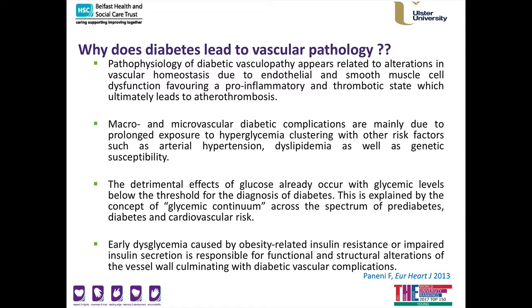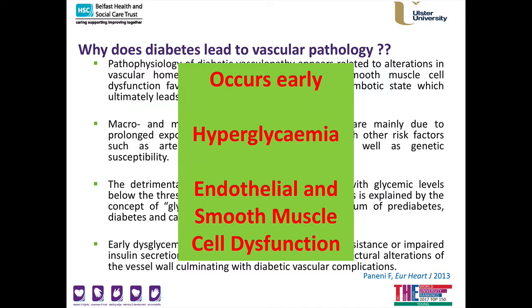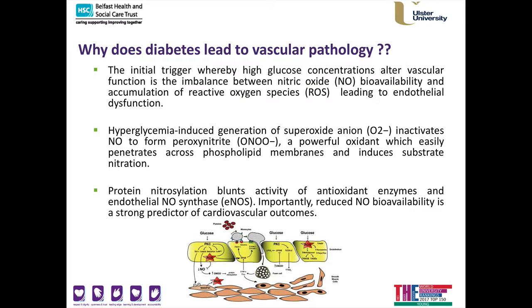Unfortunately, these detrimental effects of glucose really occur very early, and it's unclear whether a high level of glucose that we identify in blood sugar monitoring is related, or whether this happens at sub-threshold limits and therefore indicates that disease occurs at a very early stage. So it occurs early, it's related to hyperglycemia, and this leads to endothelial and smooth muscle cell dysfunction.